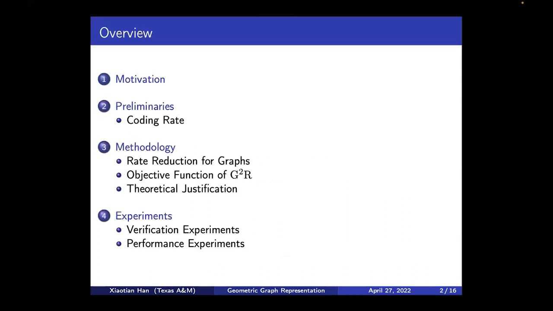For the overview of my paper, I will first present the motivation of our paper, and then I will briefly introduce the preliminary of our paper, which is called coding rate. And then I will introduce our methodology in detail in the third part. And then I will briefly introduce our experimental results.